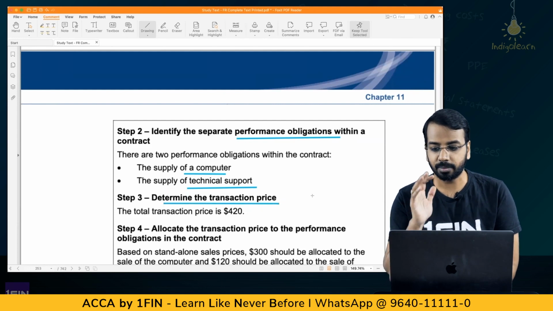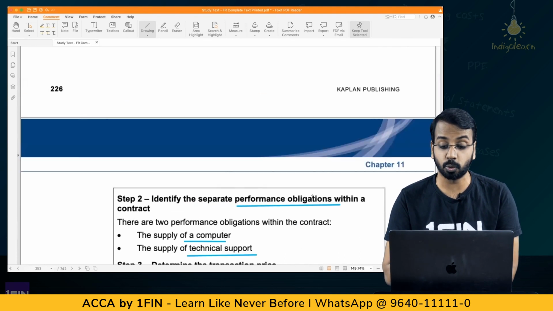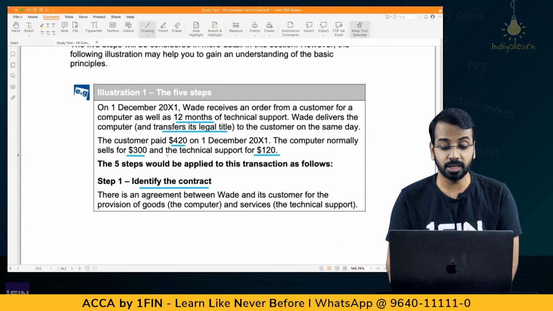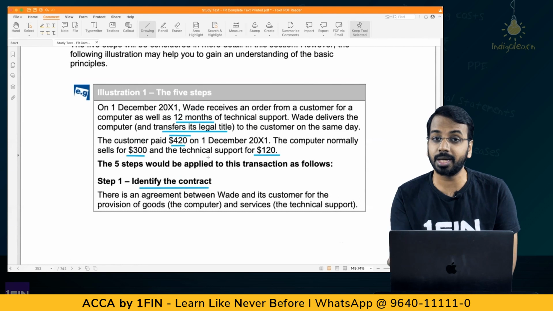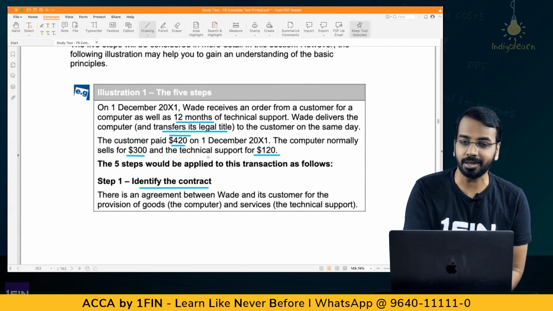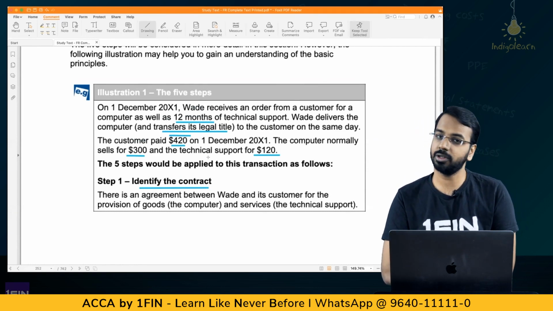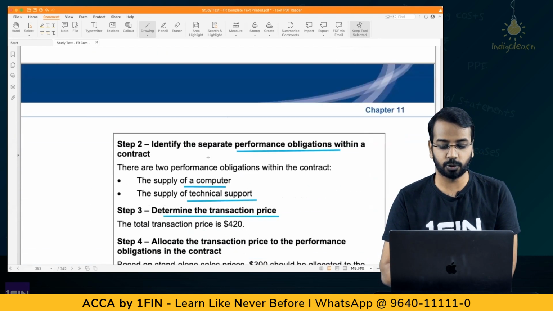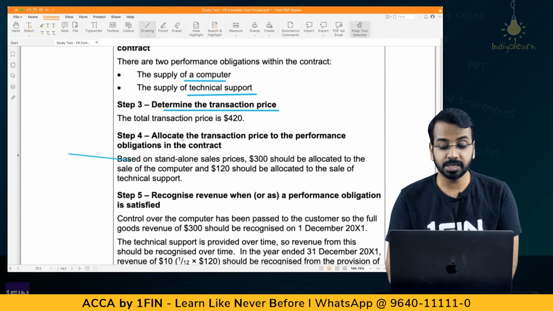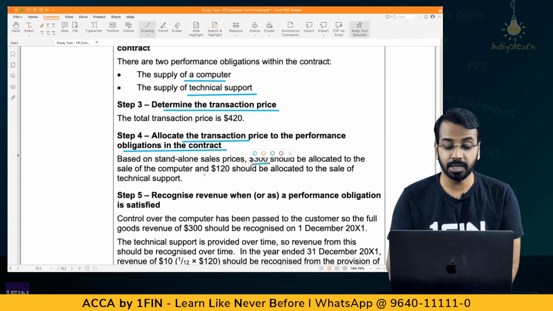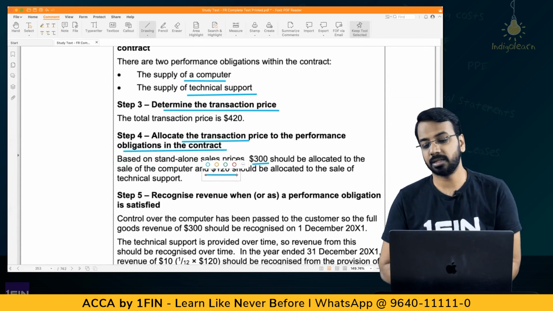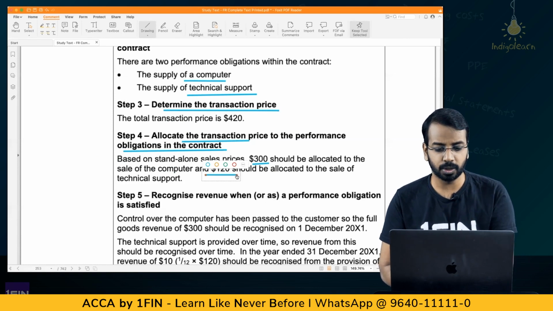Then the third step is to determine the transaction price. What is the transaction price in total? The transaction price in total is 420. Okay, this is a simple example. Whatever the customer has agreed to pay to the supplier will be considered as the transaction price, right? So that is 420. Then the fourth step is to allocate the transaction price to the performance obligations in the contract. So now 420 is allocated as 300 towards the sale of the computer and 120 towards the technical support. Now here I would like to add one more dimension.